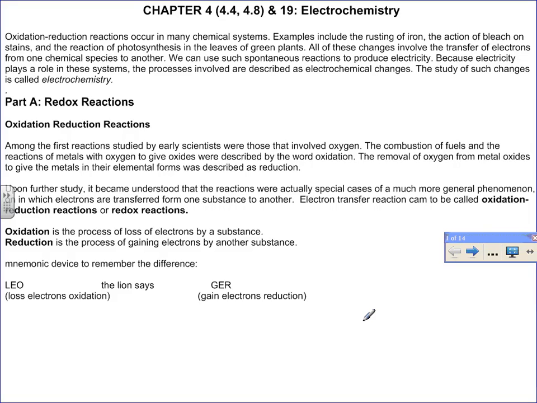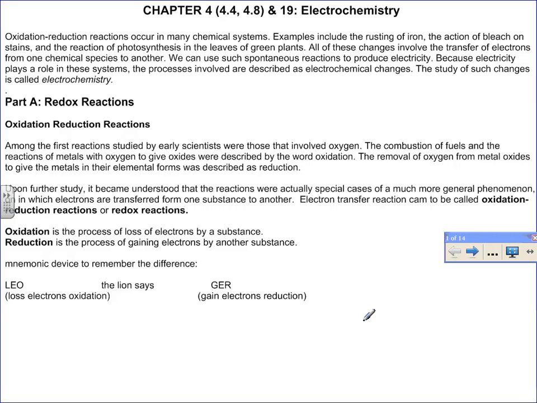And there are lots of common examples such as the rusting of iron, the action of bleach on stains, and photosynthesis that are oxidation reduction reactions and involve the transfer of electrons from one species to another.